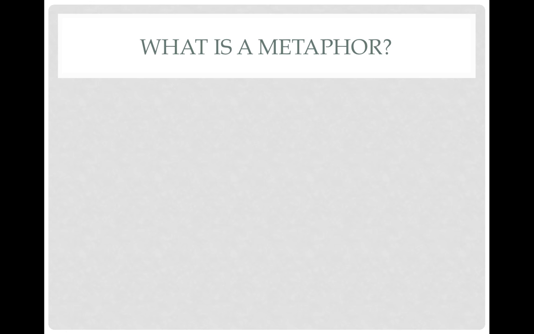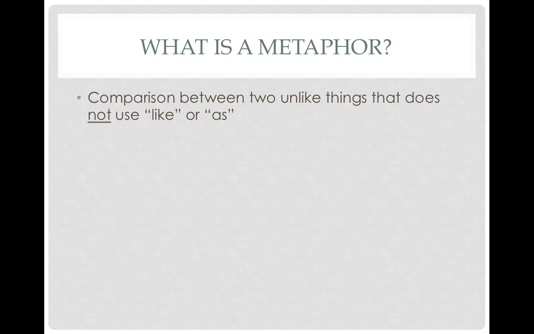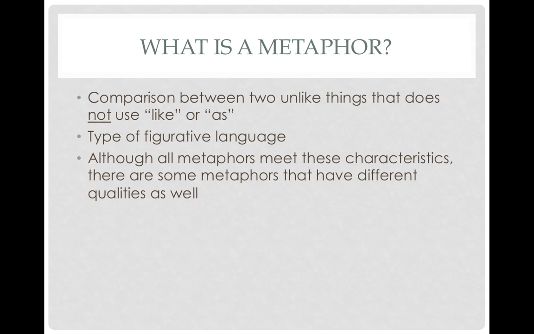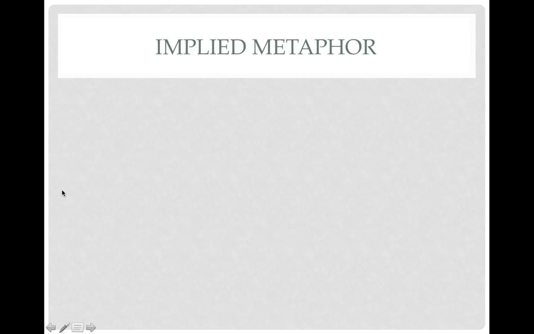So let's start off with something that I'm sure we feel familiar with by now, but just to make sure we're all on the same page. What is a metaphor? It's a comparison between two unlike things that does not use like or as. And it's a type of figurative language. And although all metaphors meet these characteristics, so these first two, there are some that have different qualities as well, which is why today we're going to break it up into different categories. The first one of those will be an implied metaphor.